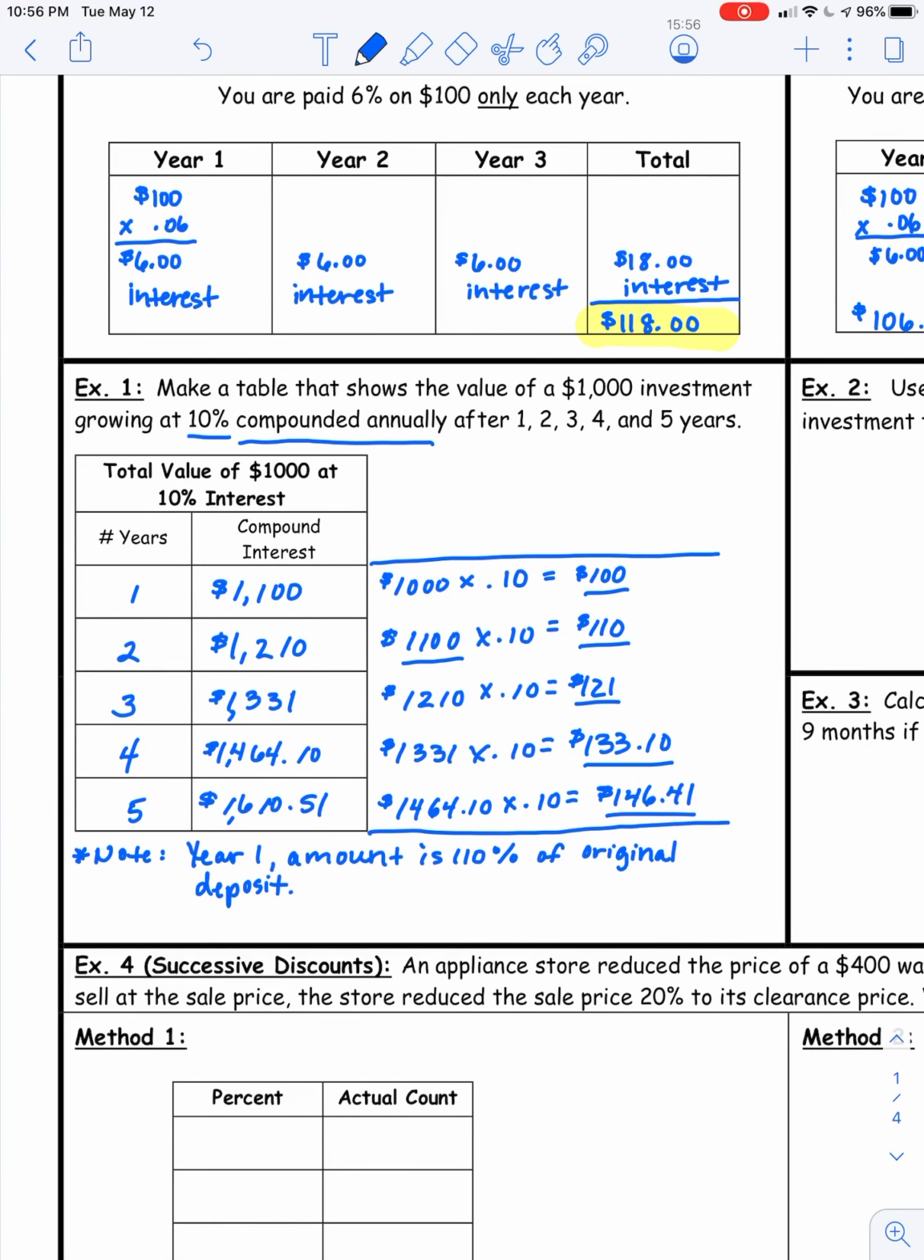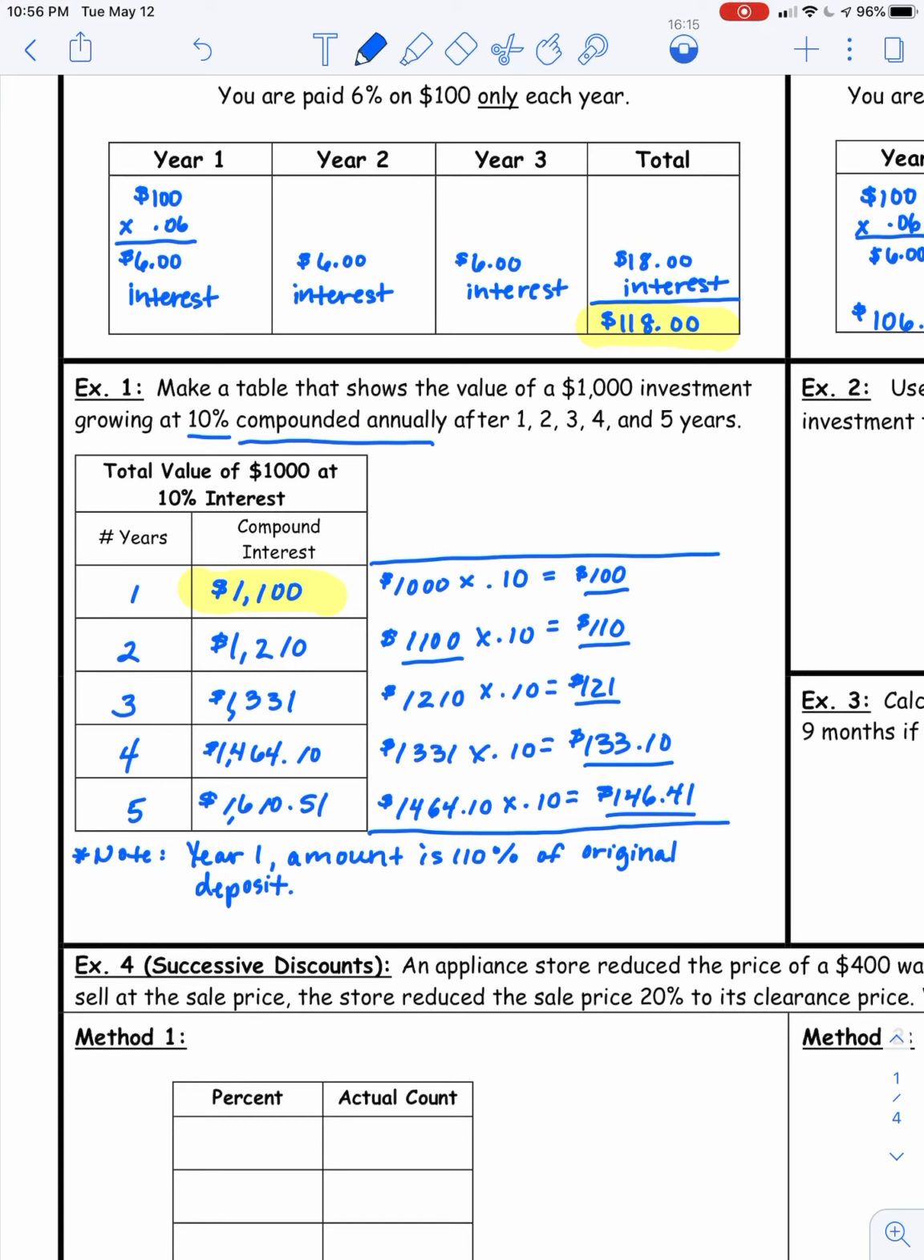Okay, so what do I mean by that? Year one, the amount is 110% of the original deposit. So look at my amount in year one. In year one, my amount was $1,110. That is 110% of my original deposit.